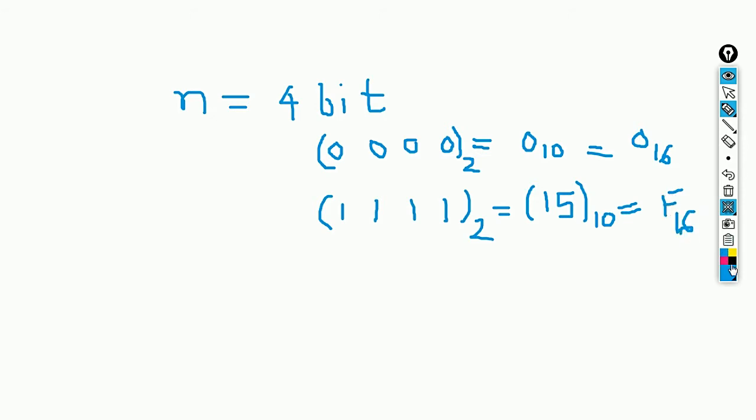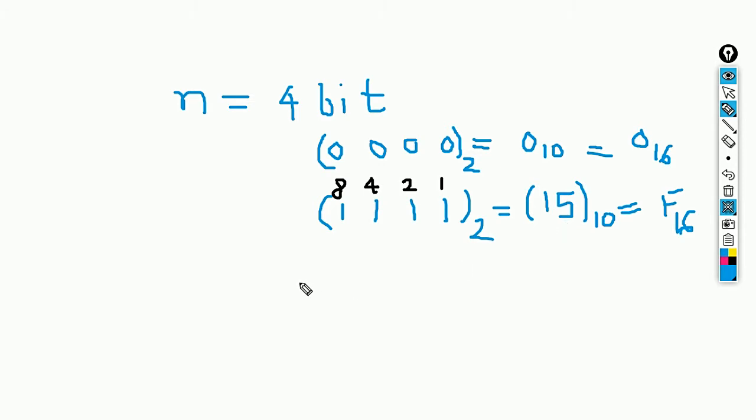How did we obtain 15? Here we have used the knowledge of the 8, 4, 2, 1 code. 8 plus 4, 12, 12 plus 2, 14, 14 plus 1, 15. Thus the decimal equivalent 15 in unsigned binary format is 1, 1, 1, 1. Thus in n equal to 4 unsigned binary format, the minimum, smallest number we are getting is 0, and the largest number we are getting is 15.